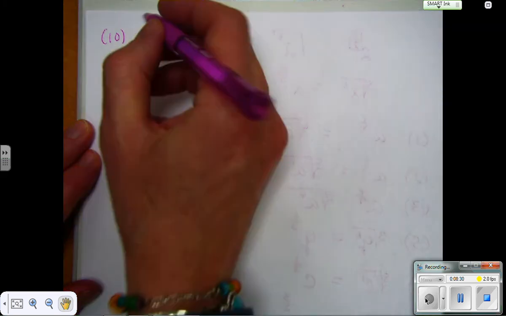Okay, let's look at number 10. We're going to work a few more of these, and then we're going to take a break, and we'll come back and work some of the examples at the bottom. So on number 10, we have 243 to the 3/5 power.